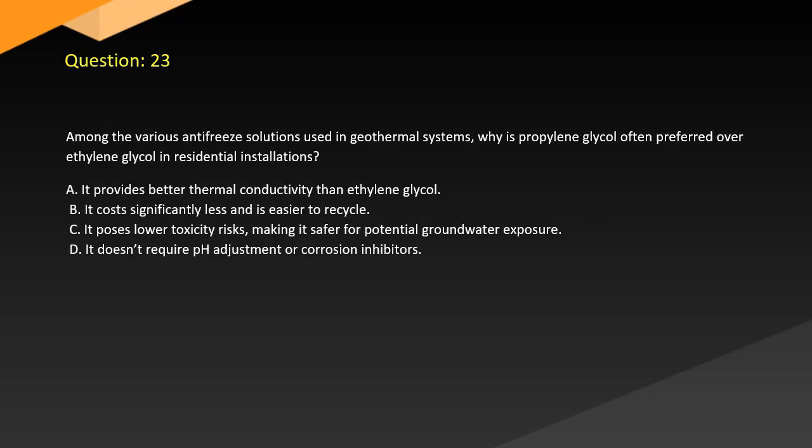Question 23. Among the various antifreeze solutions used in geothermal systems, why is propylene glycol often preferred over ethylene glycol in residential installations? A. It provides better thermal conductivity than ethylene glycol. B. It costs significantly less and is easier to recycle. C. It poses lower toxicity risks, making it safer for potential groundwater exposure. D. It doesn't require pH adjustment or corrosion inhibitors.